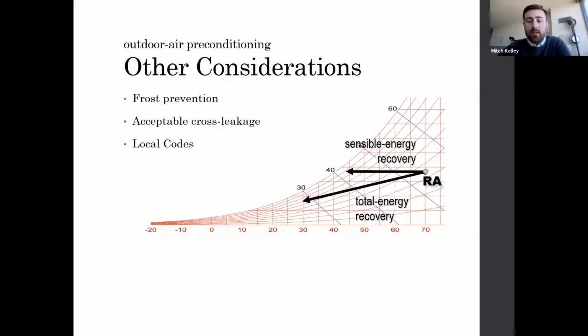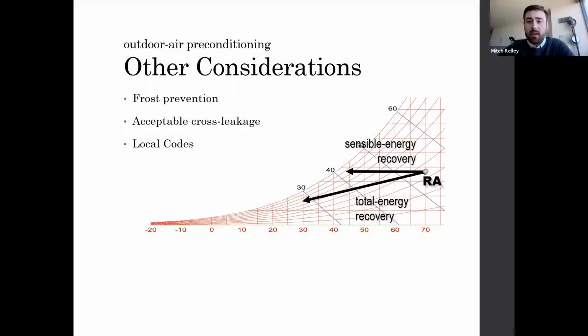This is not often a concern in a mixed air system because most of the air returning from the space is already being recirculated as supply air anyway. Here in Chicago, the mechanical code traditionally required 0% cross-leakage, but that forced the use of fixed plate and sensible recovery devices that were less effective than total energy recovery wheels.